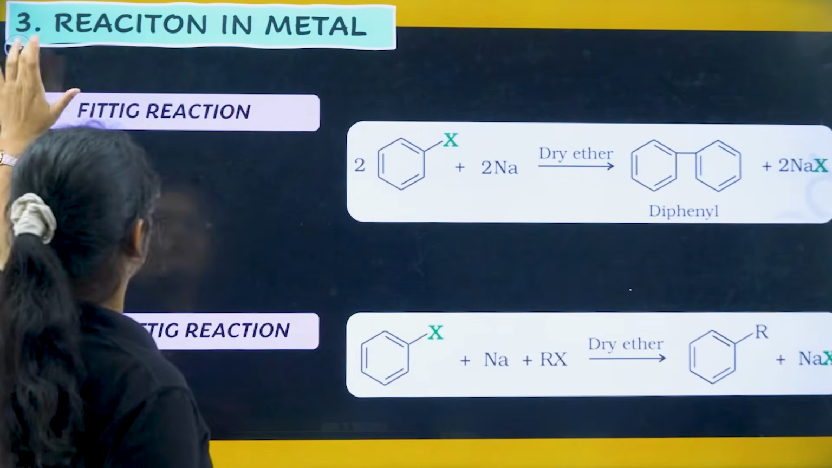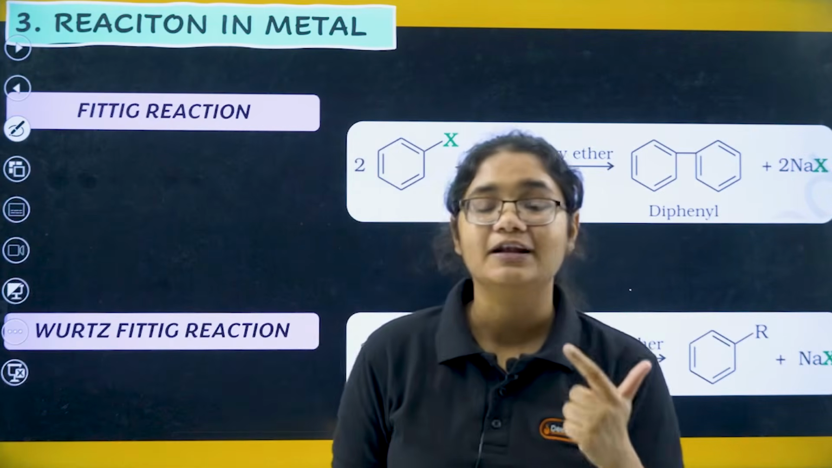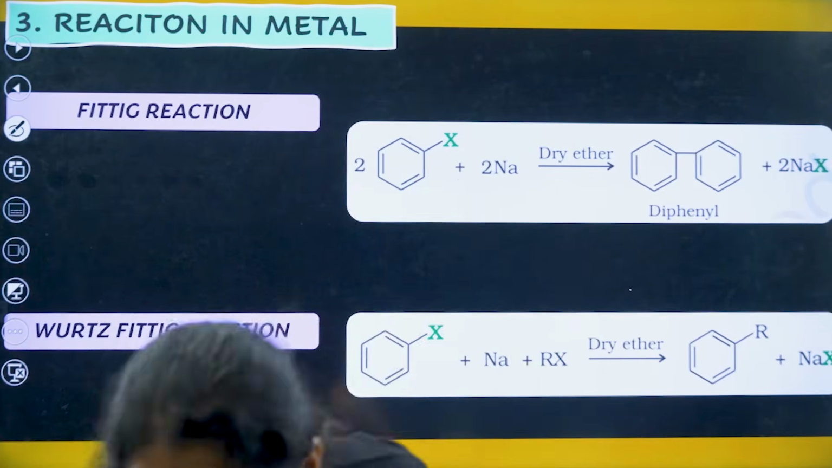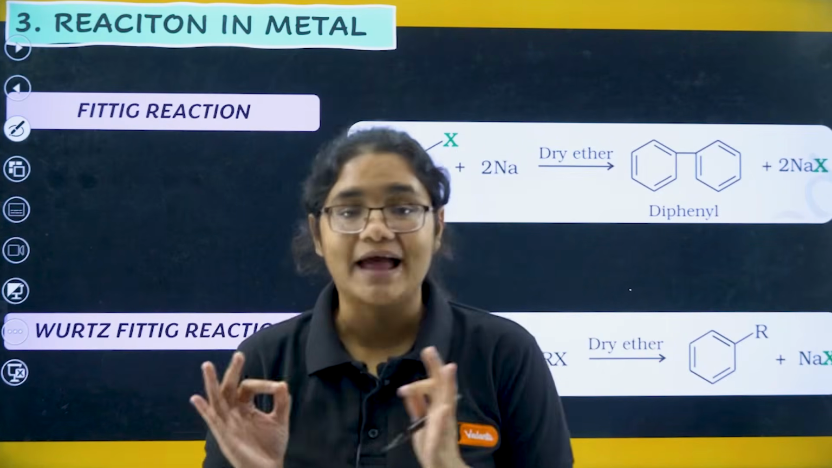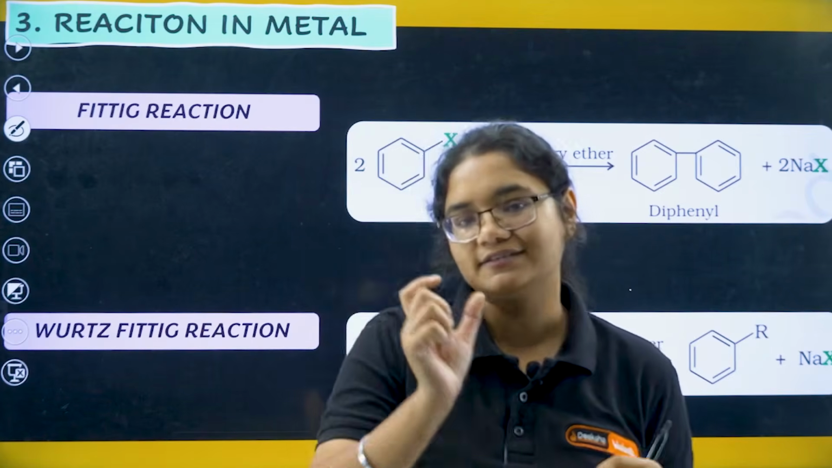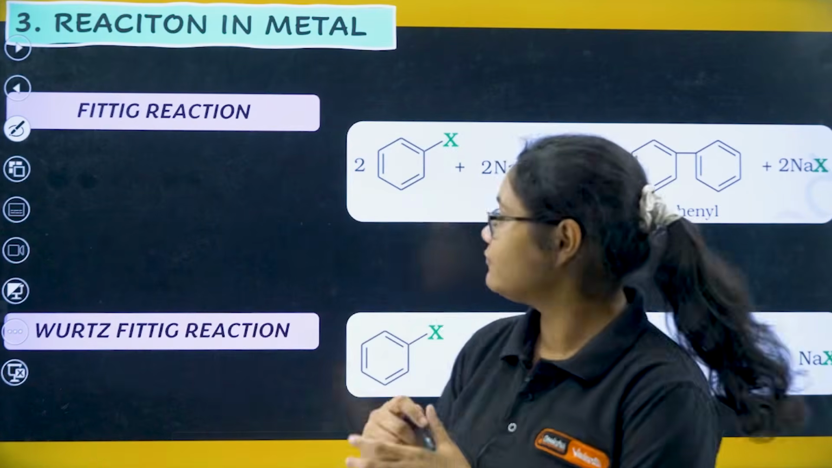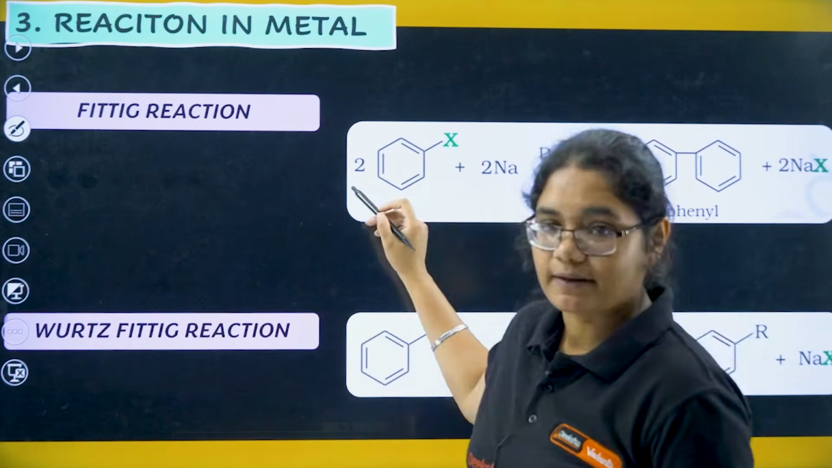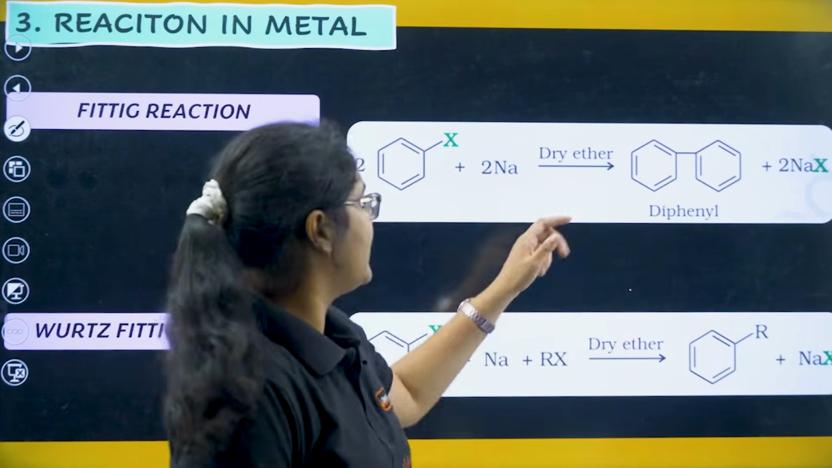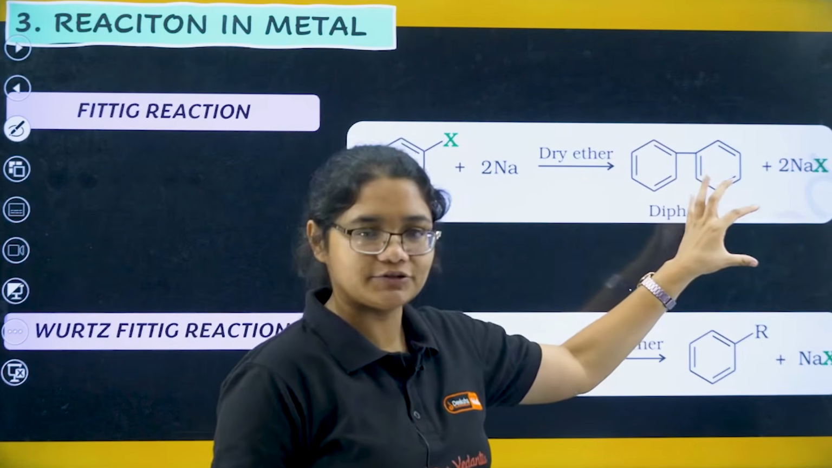Next we will see the reactions with metals. Here we have 2 name reactions, Fittig reaction and Wurtz-Fittig reaction. In case of haloalkanes, we have studied the Wurtz reaction, where we take RX, Na and ether, and we used to get R-R. Here you have to take a benzene ring, ArX, and if you take Na and dry ether, you will get Ar-Ar, a diphenyl compound. This is called the Fittig reaction.